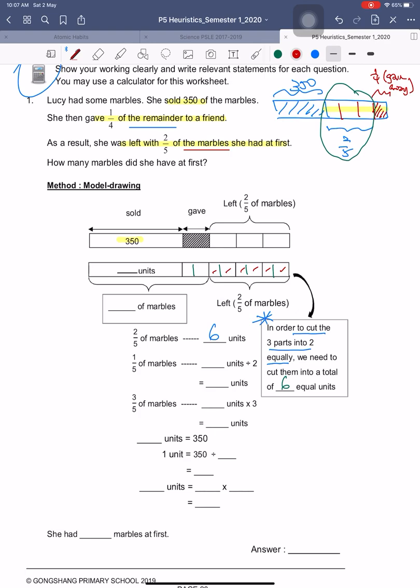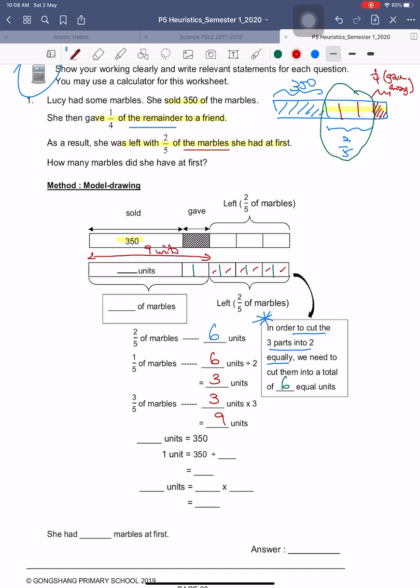Okay, so if 2/5 is 6, that means 1/5 must be 6 divided by 2 equals 3. So that means 3/5 must be, 1 unit is 3, so 3 units will be 3 times 3, 9. Alright, okay, so that means this 9 is from here to here, is 9.